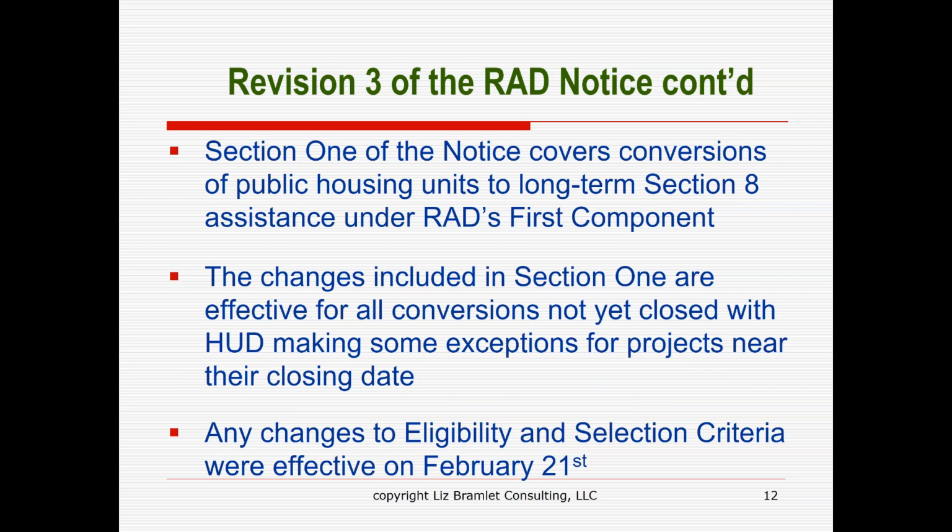Now, the notice is about 240 pages. Section 1 is what we're going to focus on today, because Section 1 focuses on the first component of the RAD program, which is where public housing converts to long-term Section 8. The changes included in this part of the notice are effective for all conversions not yet closed. HUD will make some exceptions for projects that were close to closing when they issued this notice. Any changes to the eligibility and selection criteria became effective way back on February 21st. So now, this far into September, we know that all of the changes in this revision of the RAD notice are effective for public housing converting over to long-term Section 8.